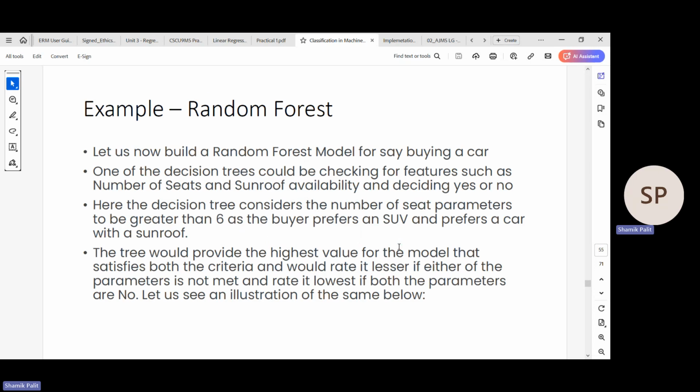And there are various ways the random forest algorithm can be used. Say, for example, you would like to take a decision on purchasing a specific car. Then obviously the decision tree is very important, where you can check various types of features associated with a car, like the number of seats, or whether there is a sunroof available in a particular car, and based on that we can make use of this particular algorithm.